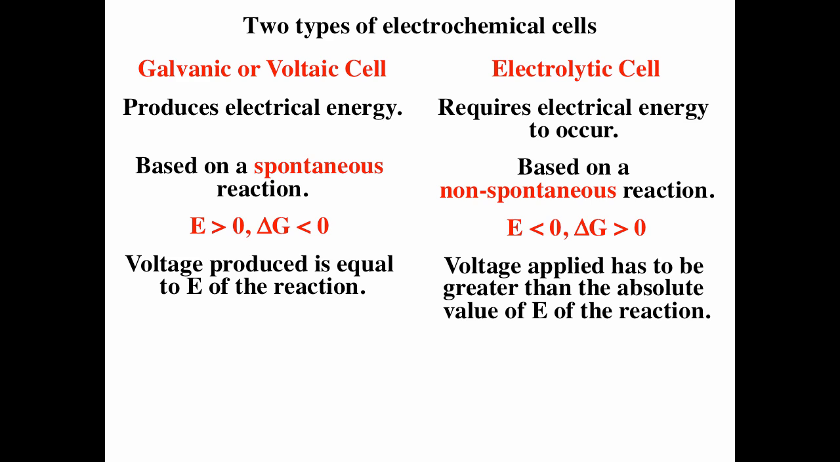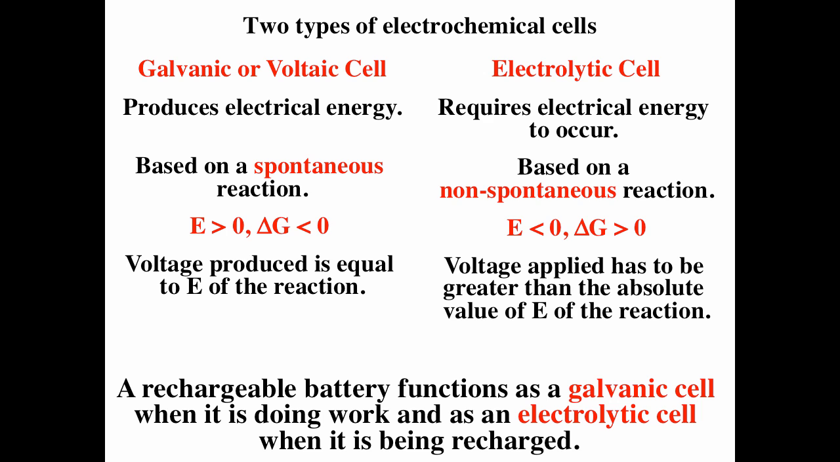Again, galvanic voltaic cells have to be based on spontaneous processes where E is positive, and the voltage produced is equal to E of the reaction. Now, if you're looking at standard conditions, that would be E standard. For electrolytic cells, they're based on non-spontaneous processes, and you have to apply a voltage a little bit greater than the absolute value of the standard potential.